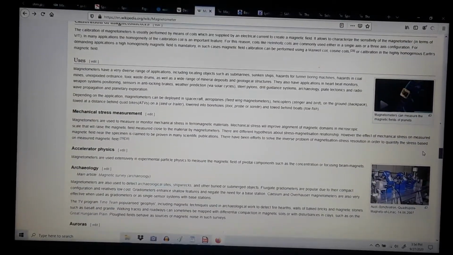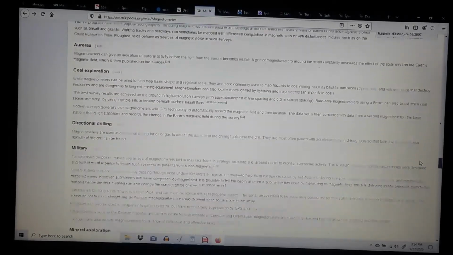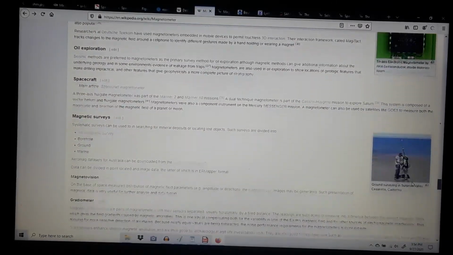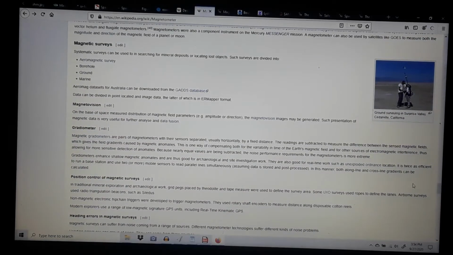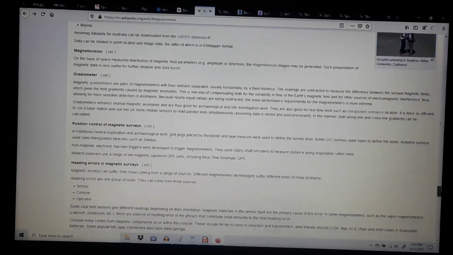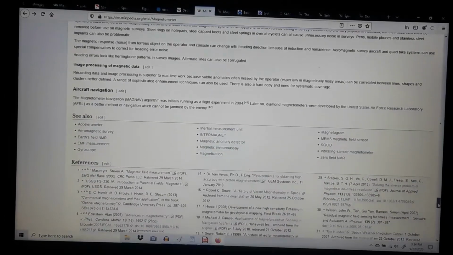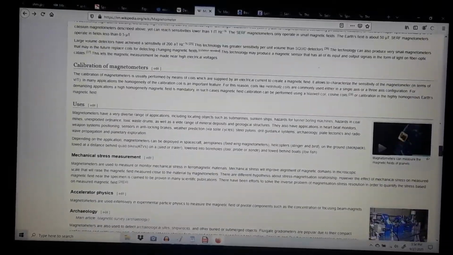But you can see mineral exploration, mobile phones, oil exploration, spacecraft, magnetic surveys, magnetovision, heading errors in magnetic surveys. All right, and then they give the references. So, there's a lot more here.